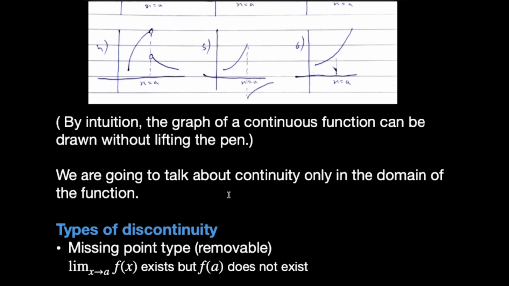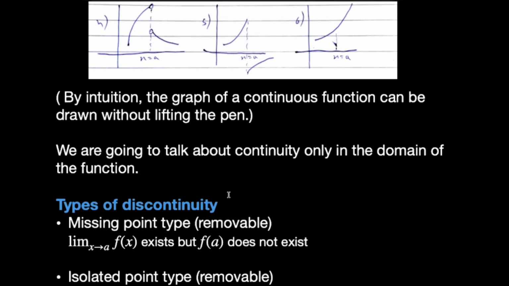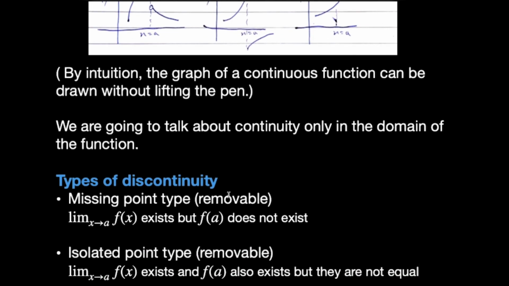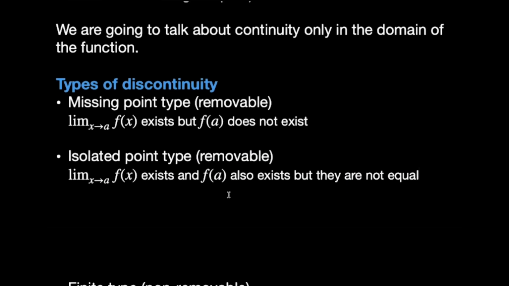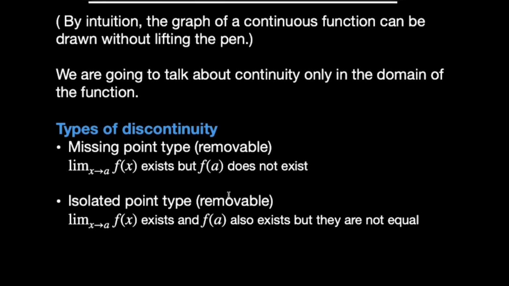Also, we are going to talk about continuity of a function only in the domain of the function. We are not going to go outside the domain for discussing continuity. There are several types of discontinuity. Major two types, removable and non-removable. In removable, there are two, missing point and isolated.